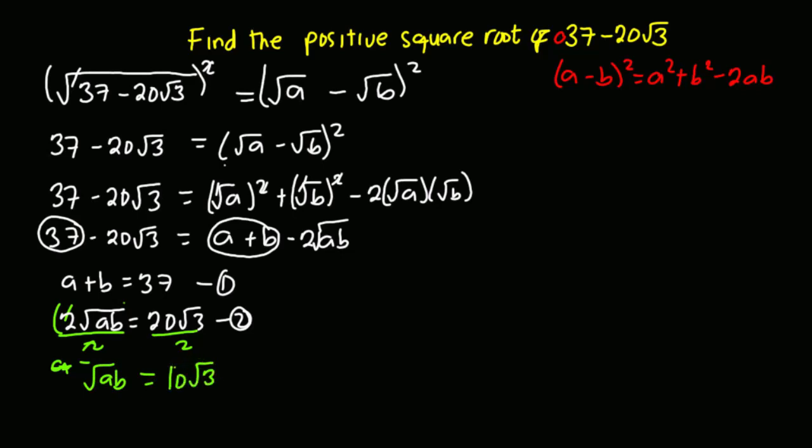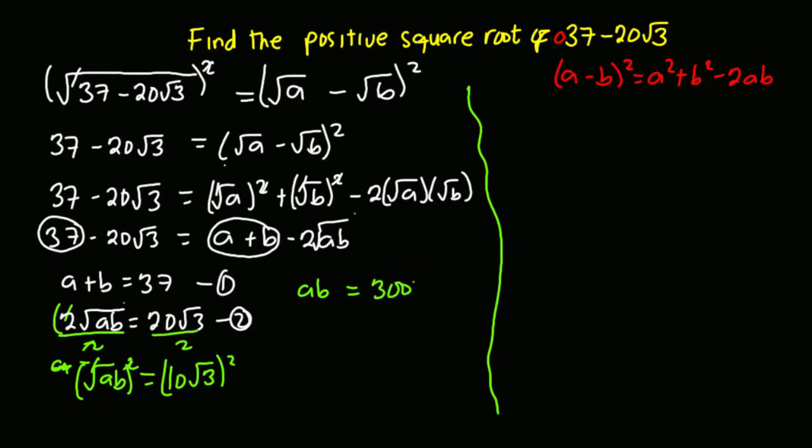The next thing to do is to square both sides. In squaring both sides, we'll get AB, since the square cancels the root, is equal to, the square affects the 10, giving us 100, and also affects the square root of 3, so that will be 3. So 100 times 3 will give us 300. All right, so we can call this equation 3.